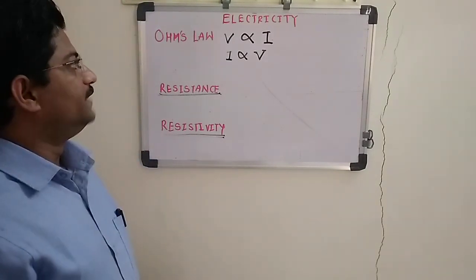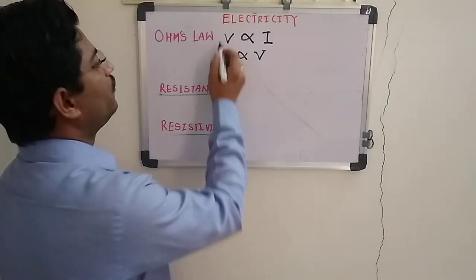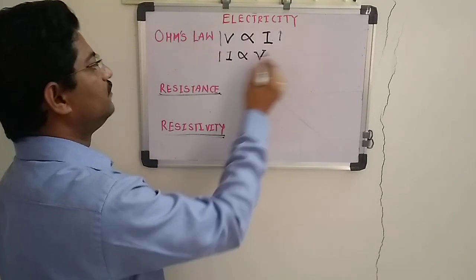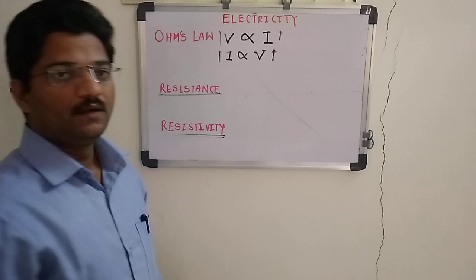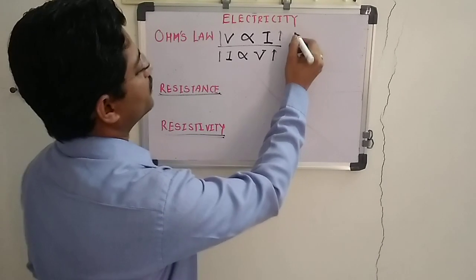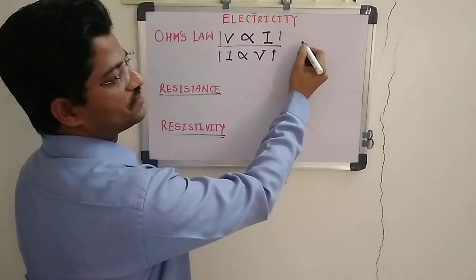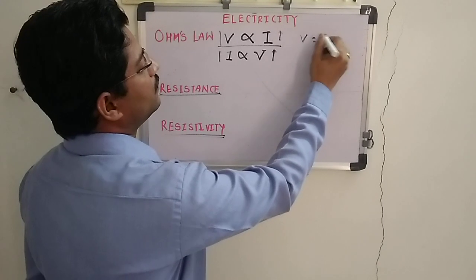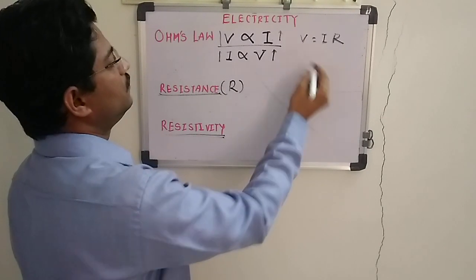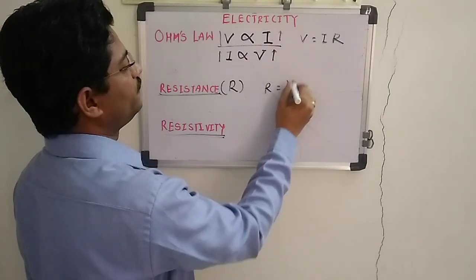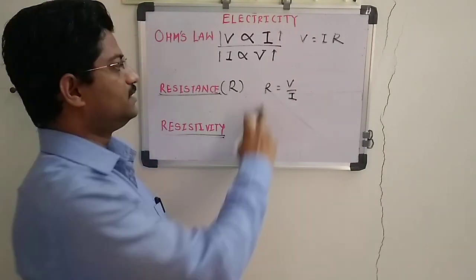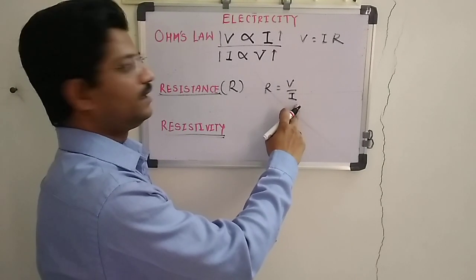Both statements signify that if you increase the potential difference, the current will also increase. If you increase the current, the potential difference will also increase. Using this relation, we substitute the proportionality sign with a proportionality constant, and that constant is R. Here R is called resistance. So we can write R as V by I. Resistance is the ratio of potential difference to the current.